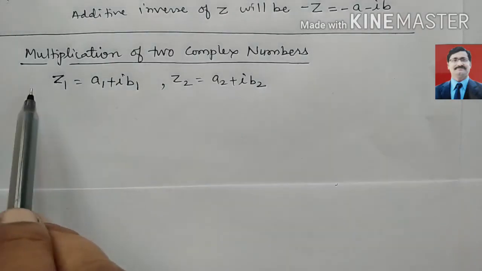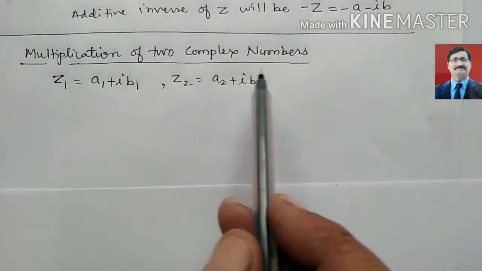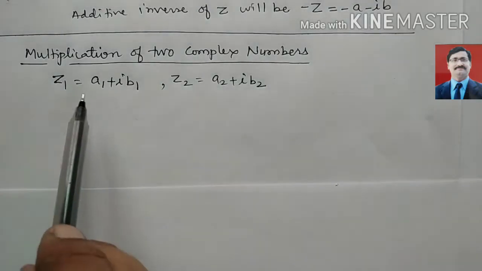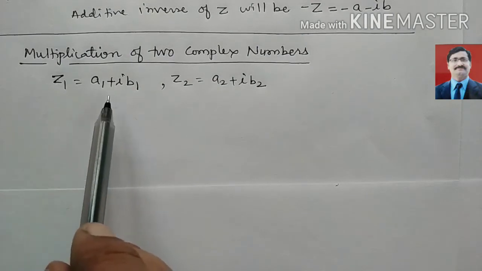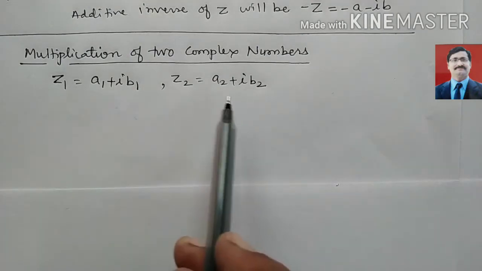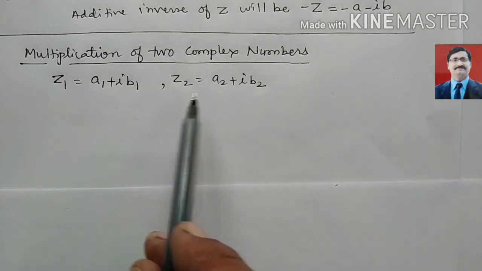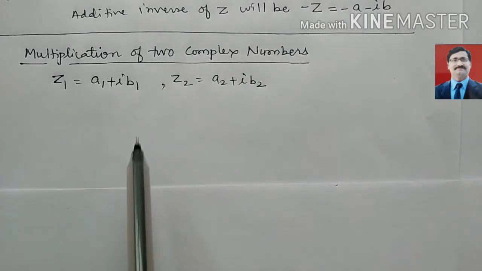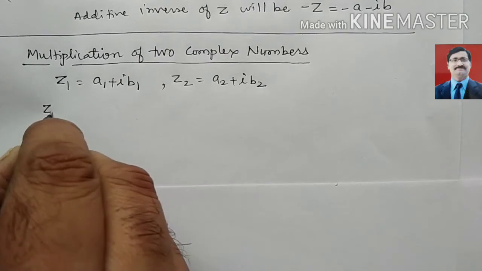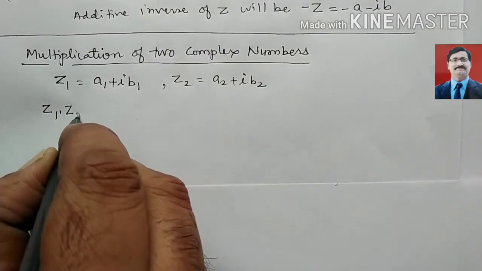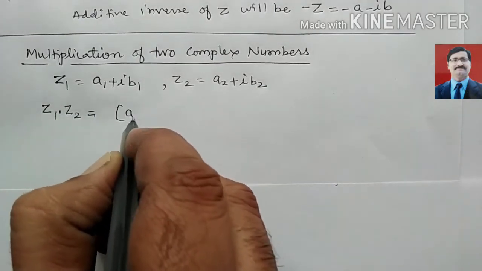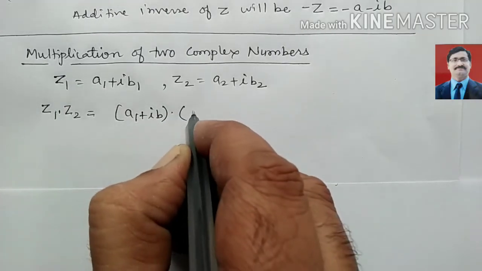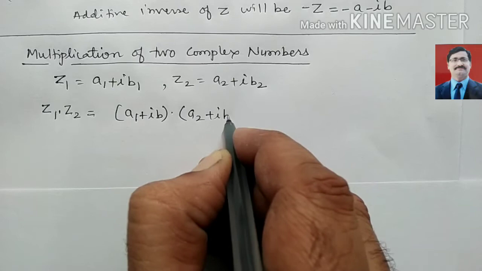We have to find the multiplication of two complex numbers. Look here, two complex numbers are given to you. The first complex number is z1, that is a1 plus iota b1. The second complex number is z2, that is a2 plus iota b2, and you have to do the multiplication. Look here how we can do multiplication. z1 into z2 will be equal to a1 plus iota b1, simple multiplication, a2 plus iota b2.